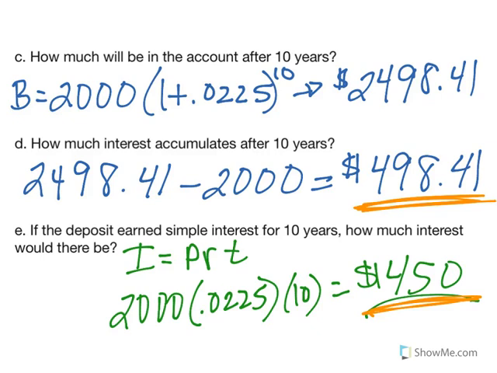And $50, heck, that buys me a nice pair of shoes. I'd be happy with that. So hopefully this idea of compounding interest annually is working out pretty well for you.